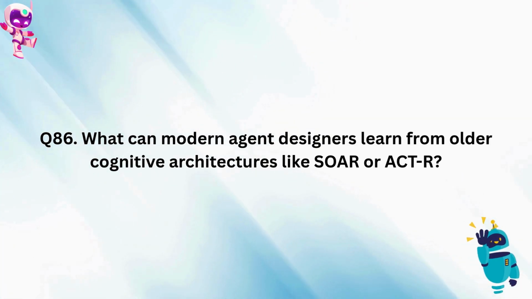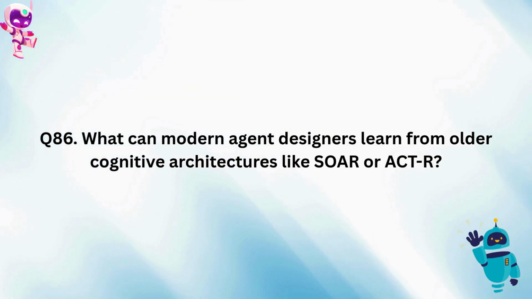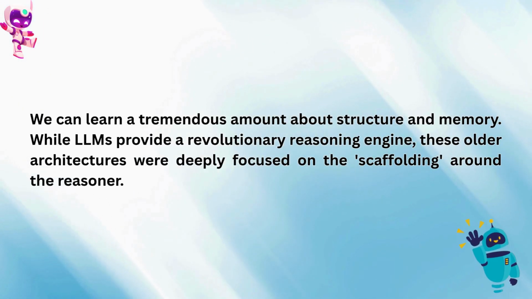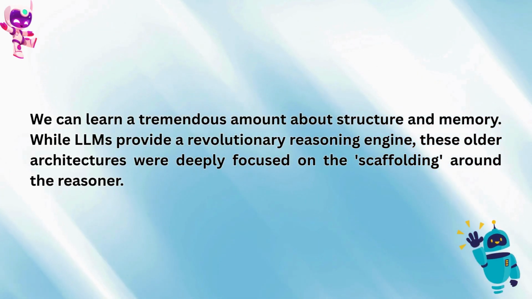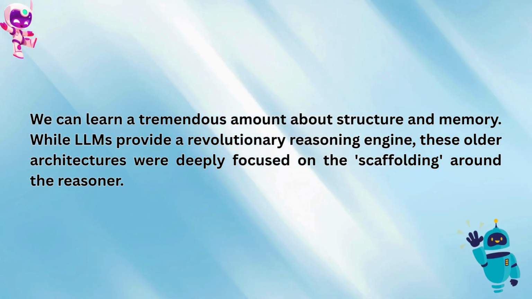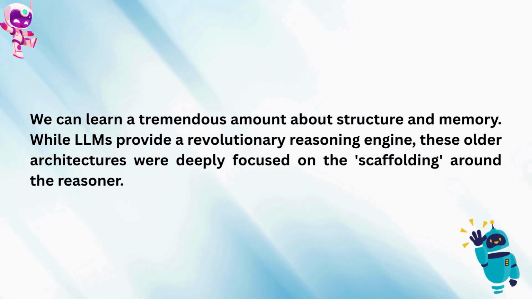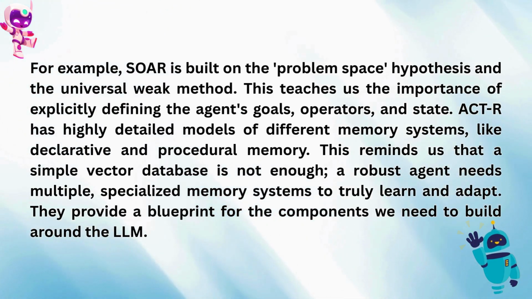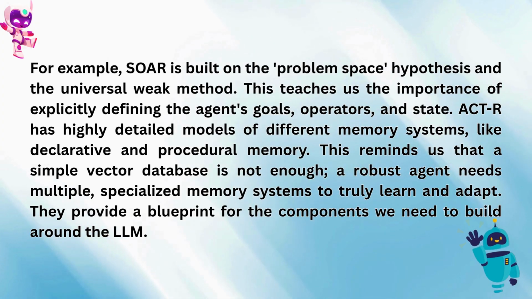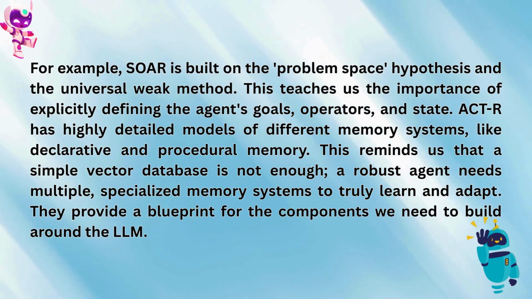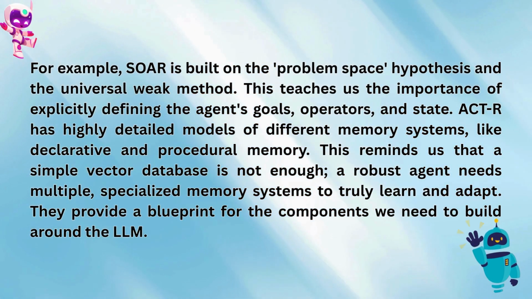What can modern agent designers learn from older cognitive architectures like SOAR or ACT-R? We can learn a tremendous amount about structure and memory. While LLMs provide a revolutionary reasoning engine, these older architectures were deeply focused on the scaffolding around the reasoner. For example, SOAR is built on the problem space hypothesis and the universal weak method. This teaches us the importance of explicitly defining the agent's goals, operators, and state.